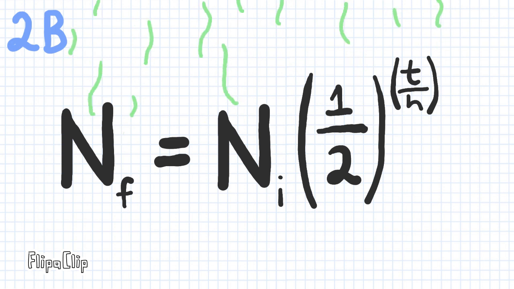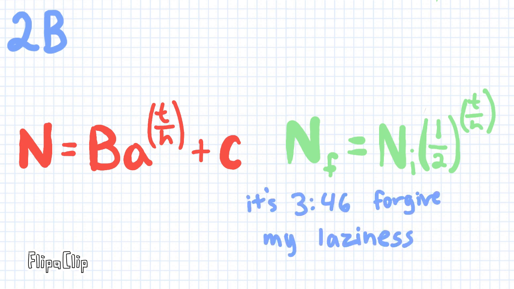The formula we learned in chemistry is NF equals Ni times 1/2 to the power of T over H. We have replaced many of the variables with different letters, but the nature of the formula is still the same. We now have NF instead of N and Ni instead of B. In this formula, half represents A, as the growth factor is always a half, as signified by the name half-life. T still represents time, and H is the half-life of the material, which is the amount of time it takes for 1/2 of the material to decay.